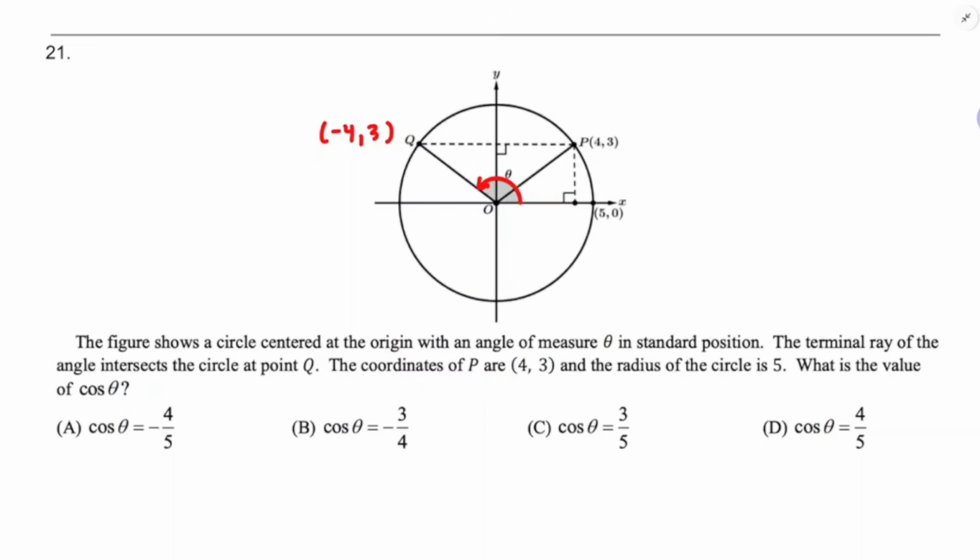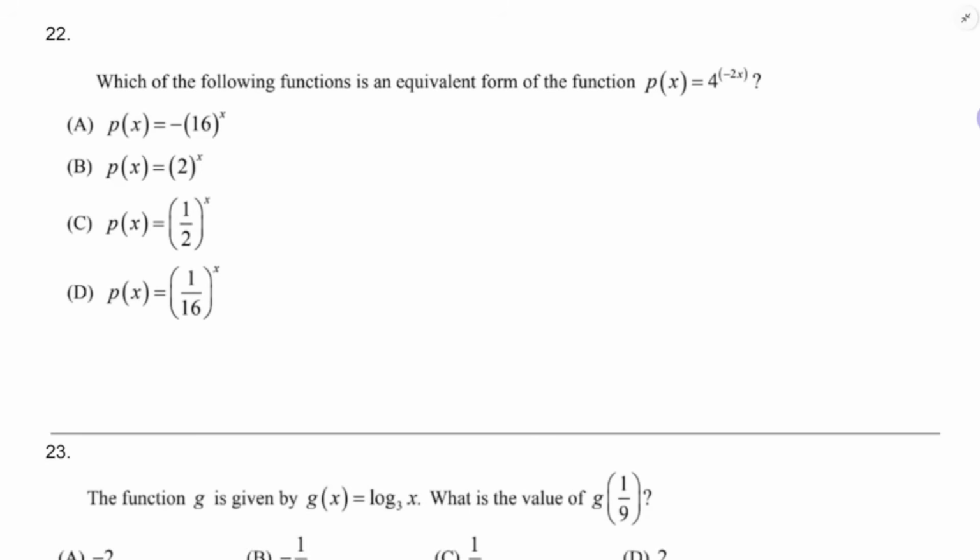So what is cosine theta? Okay, well, the radius of the circle is 5. If I just drew a reference triangle, over here it looks like this leg would be negative 4, that leg would be 3, hypotenuse would be 5, and that angle will be equivalent to theta, at least its cosine will be. All right, so cosine theta is adjacent over hypotenuse, negative 4 over 5. Each of these is an equivalent form. Worked one very similar to this, but that's all right.